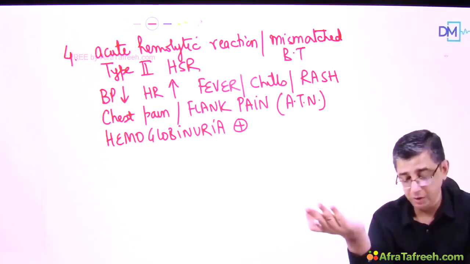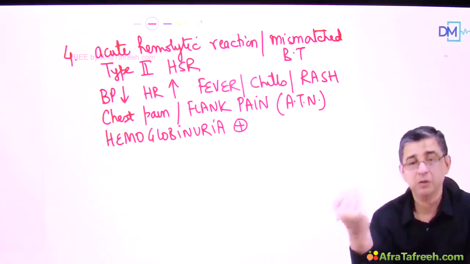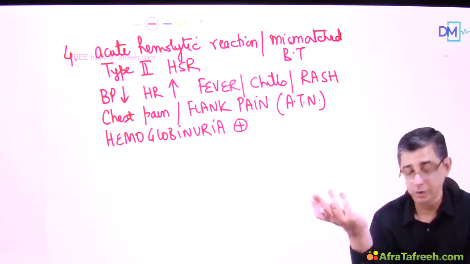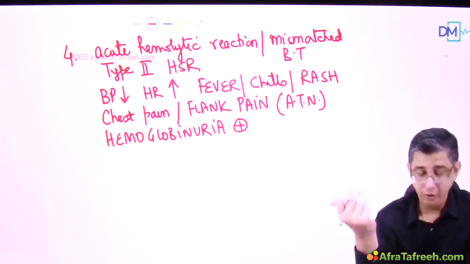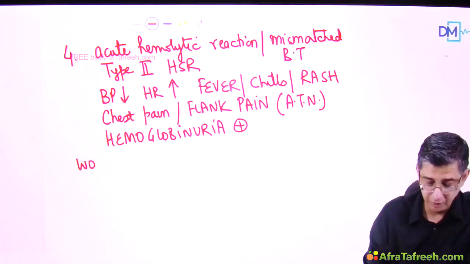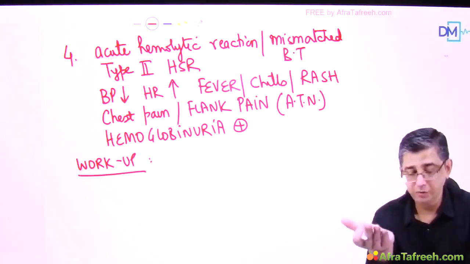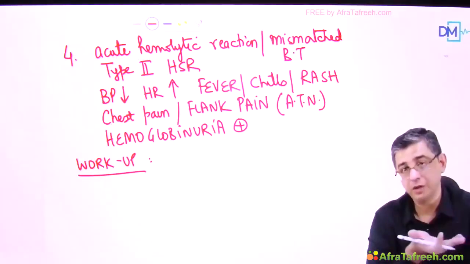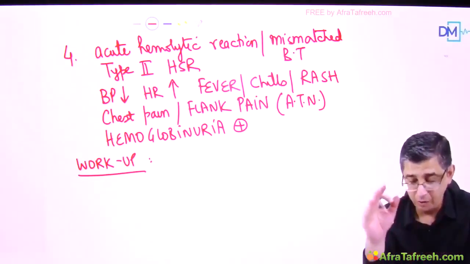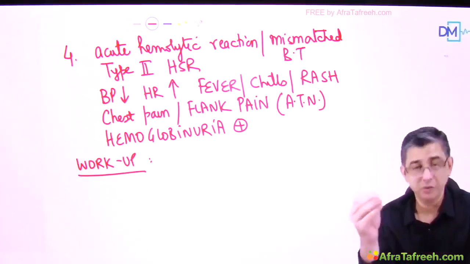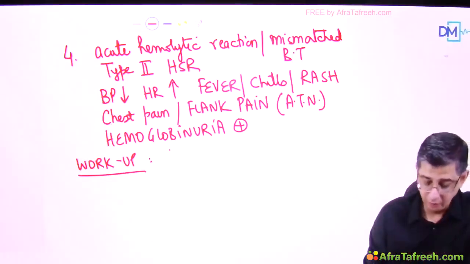Otherwise, it becomes very difficult to handle these problems, and the patient will be having black color urine, hemoglobinuria, and the kidneys can fail. What will you do in this particular case? You immediately have to stop the blood transfusion and do a workup of the patient. There is no special workup required for the previous complications that I've been discussing, but for acute hemolytic reaction, mismatched blood transfusion, workup is mandatory. What workup will you do?